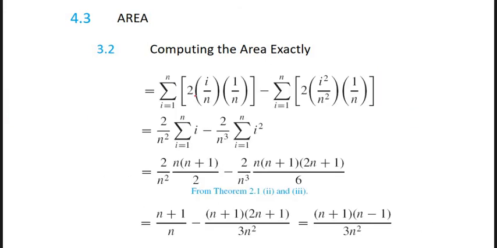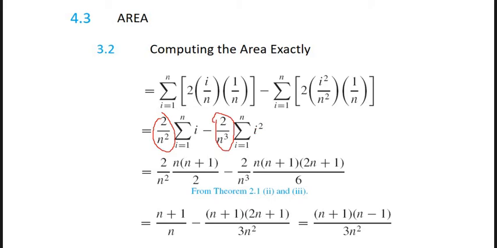Then you have what? 2i divided by n times 1 over n is going to be 2i over n squared. That's what I have here, 2i over n squared times the summation of i. And this one is going to be i squared divided by n squared times 1 over n, which is going to be 2i squared divided by n cubed. So you take outside the 2 and the n cubed, here it is, and you have the summation of i squared.